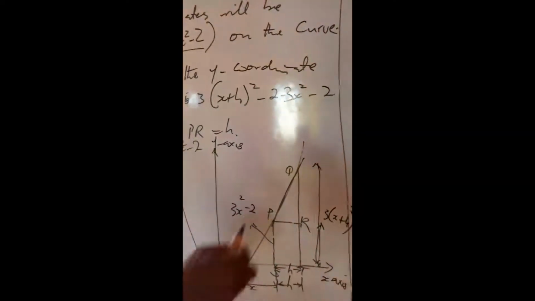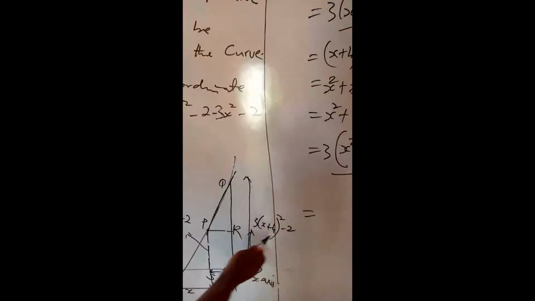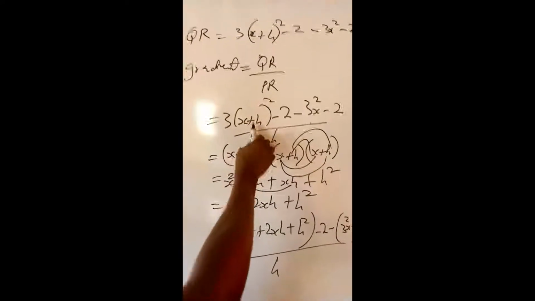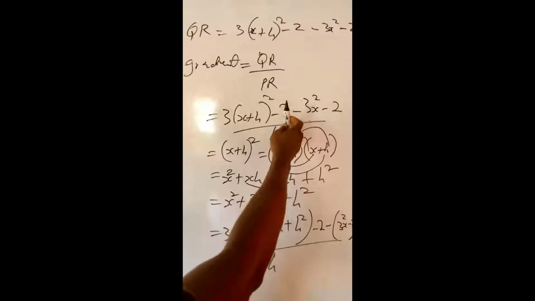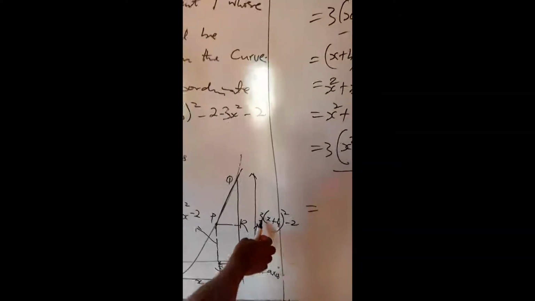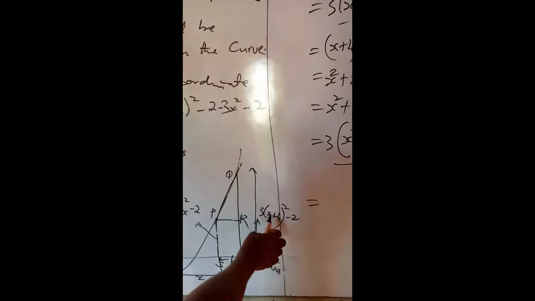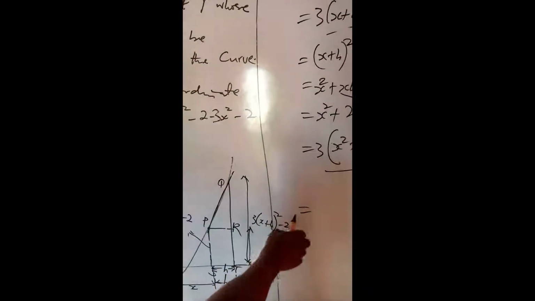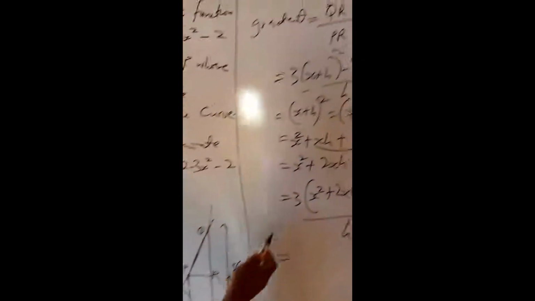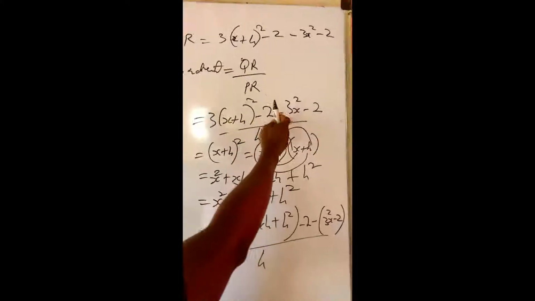Now, for us to get QR, you will discover that we are going to subtract this from this. So that is why we have 3 into x plus h all squared minus 2. Actually, this is the y2, which is our value, and we are subtracting it from here so that we can get QR. So therefore, it's going to be minus 3x squared minus 2.